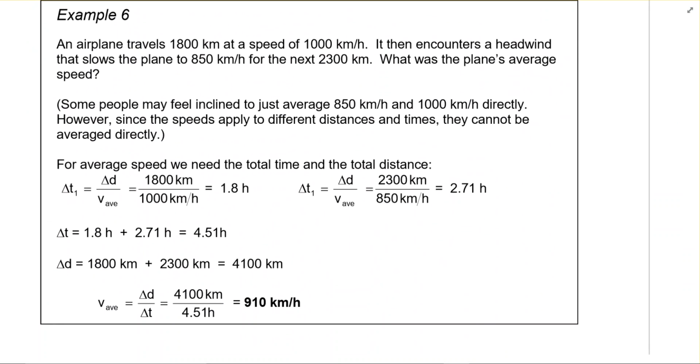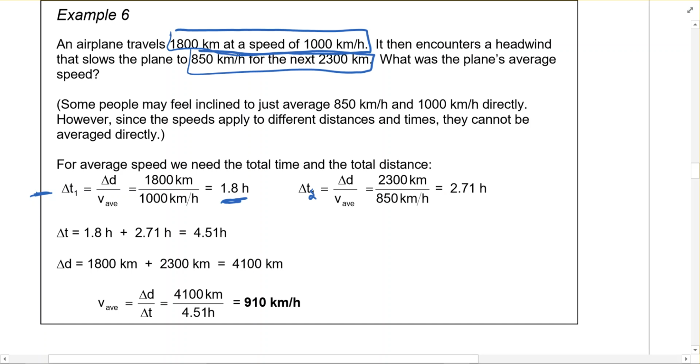Okay, so if we need total distance over total time, I can start by figuring out what the time was for the first part. So for part 1, the time, T1, was 1.8 hours. T2, the second time, using the second part, is going to be 2.71 hours. So then all we do for total time is add those two times together. Total time is 4.51 hours.